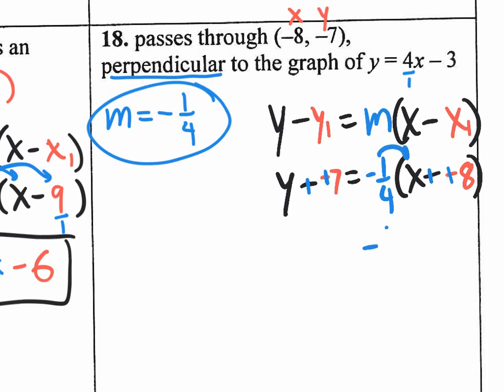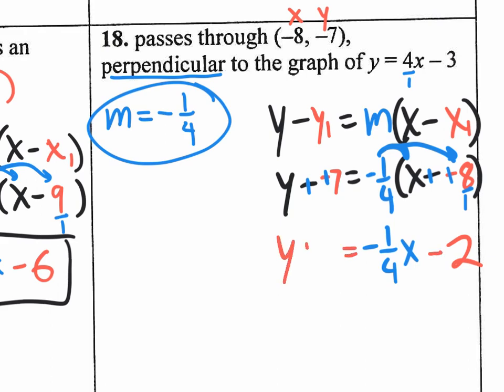-1/4 times x is -1/4 x. -1/4 times +8. Put the 8 over 1 if you want, and you will end up with a 1 times 8 and a 4 times 1. So 1 times 8 is 8, 4 times 1 is 4. 8 divided by 4 is 2. So I have a 2 right here, and a negative times a positive is going to be a negative. So it should be a minus sign right there. And we still have the equal sign.